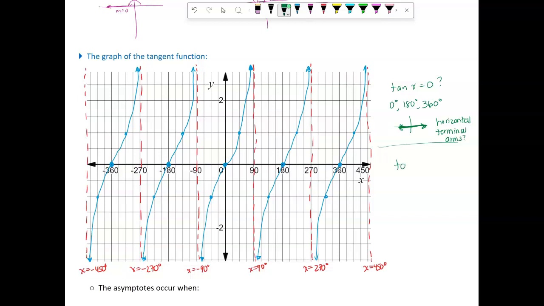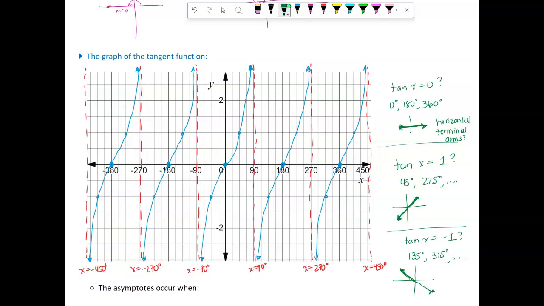The other case is when tan of x is equal to 1. That happens at 45, 225, and etc. So whenever it was in this quadrant here, or this quadrant here, sorry, that should be straight lines. And then the other option is when tan of x is equal to negative 1, and that happens at 135, 315, which is when the terminal arm is going this way in quadrant 2 and quadrant 4. That should be straight too.